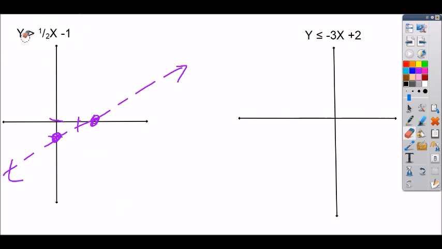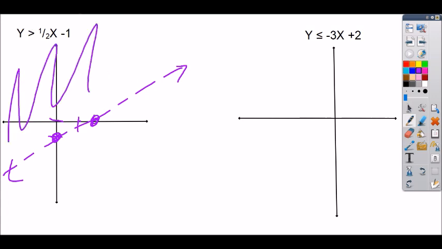So when y is greater than, we shade above. When y is less than, we shade below. So with y is greater than, we shade above. This means that any answer above this line is good and gets really, really close to this line but never touches this line. So let's do this example.